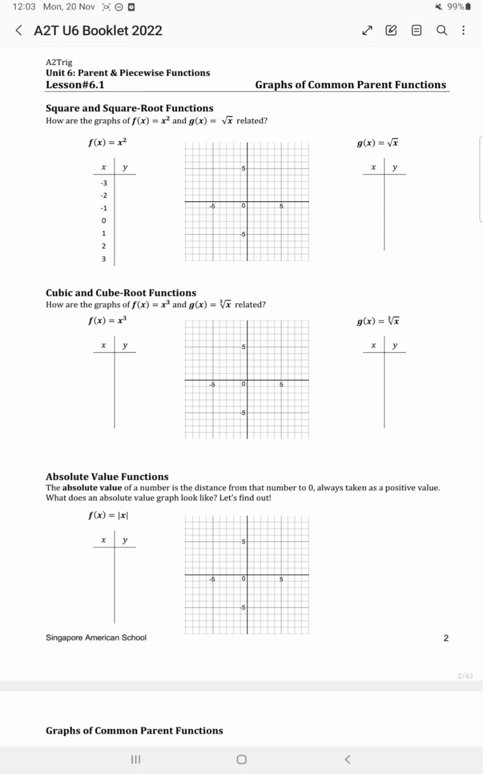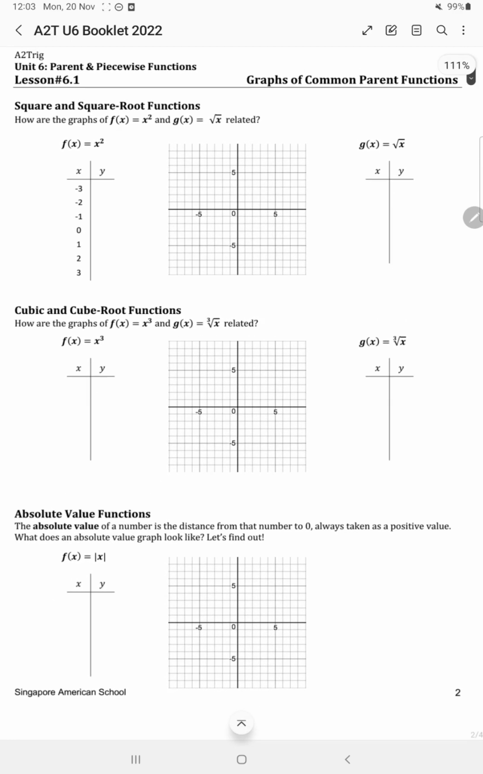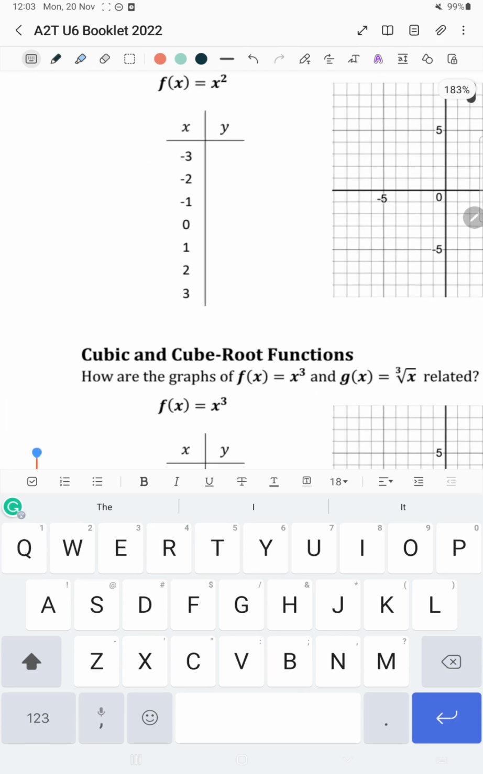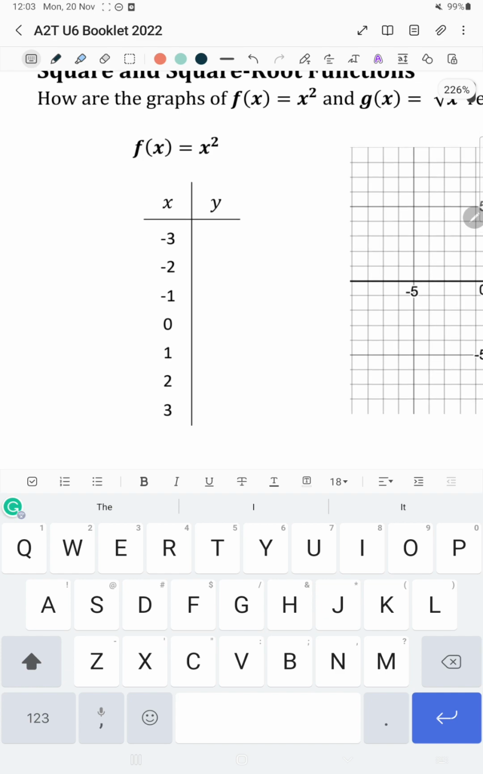Okay, so today we are going to learn about squares and square root functions. How are the graph of f of x equals x squared and g of x equals square root of x related? So let's learn. First of all, we're going to learn about f of x equals x squared.